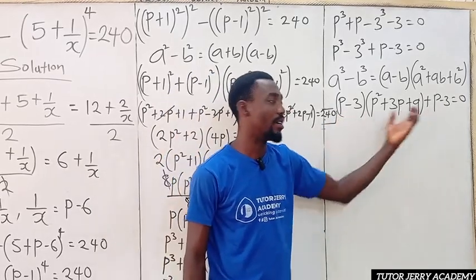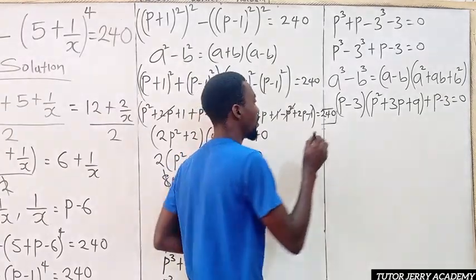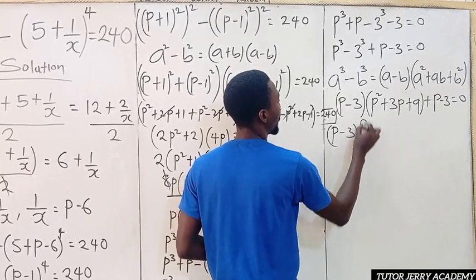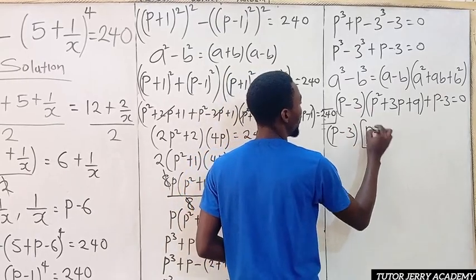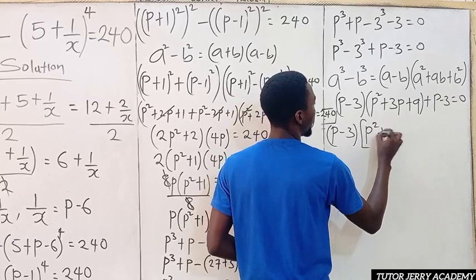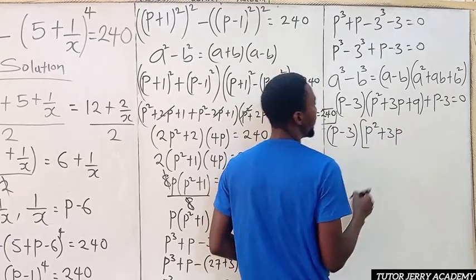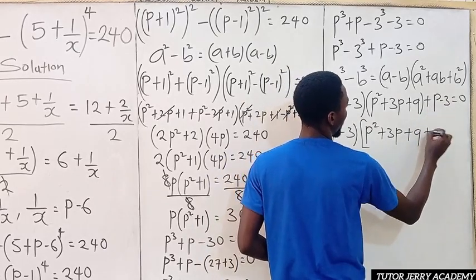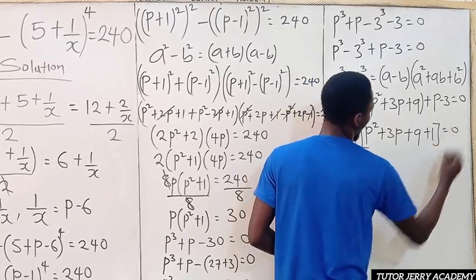There's p minus 3 here. We can factor it out. So if we factor out p minus 3, what are we left with? We are left with p squared plus 3p plus 9, then plus 1. Everything equals 0.